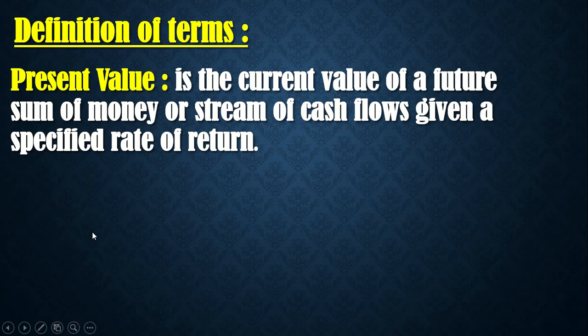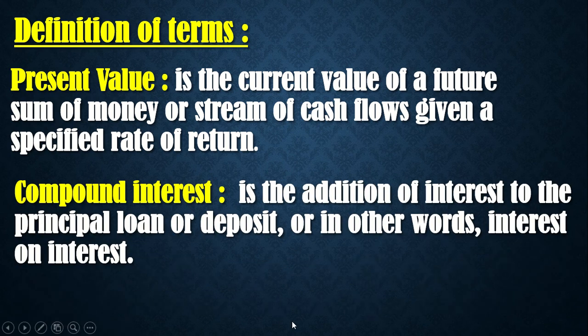Definition of terms. Present value is the current value of a future sum of money or stream of cash flows given a specified rate of return. Compound interest is the addition of interest to the principal loan or deposit, or in other words, interest on interest.